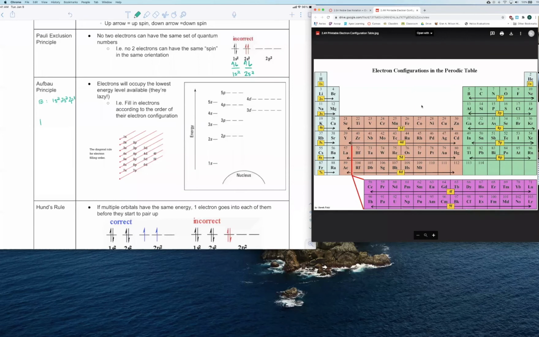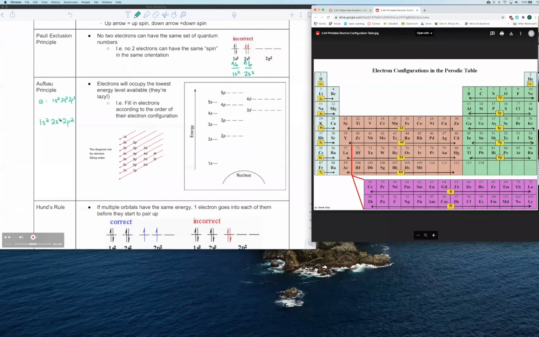So let's say I wrote this as 1s2, 2s1, 2p2 instead. This would be incorrect, right? Because even though you have the same number of electrons, you have to fill them up in order, so lowest to highest energy. And here you can see a visual representation.